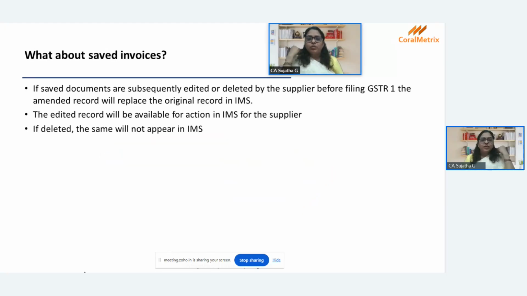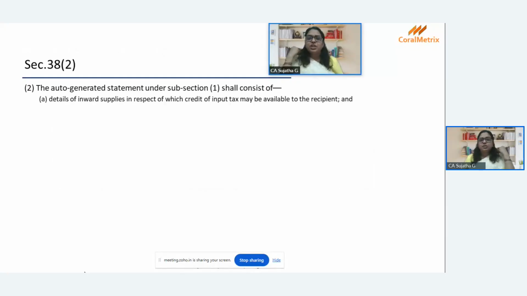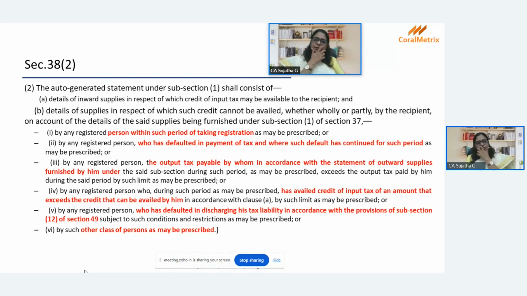When it comes to one important thing, what I wanted to bring out here is section 38(2), right? What are the conditions it is going to impose on the input tax credit that is available or not available in your GSTR 2B? So first is that you have certain input tax credit in your books, right? You are expecting that to appear in your GSTR 2B, right?